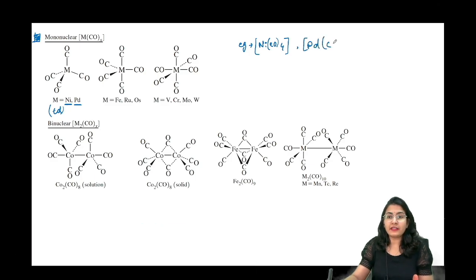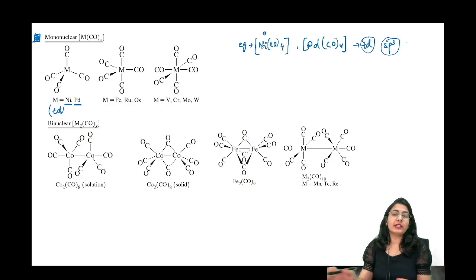Then there is palladium tetracarbonyl, again tetrahedral in nature. Why it has to be tetrahedral sp3? Because the metal is there in the zero oxidation state. All the d orbitals are fulfilled, and that's why it cannot be square planar. It has to be a tetrahedral system.